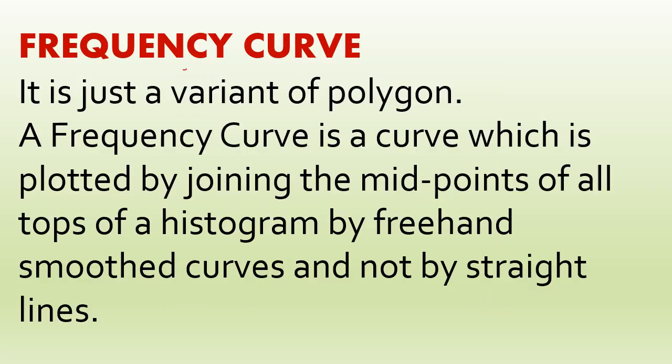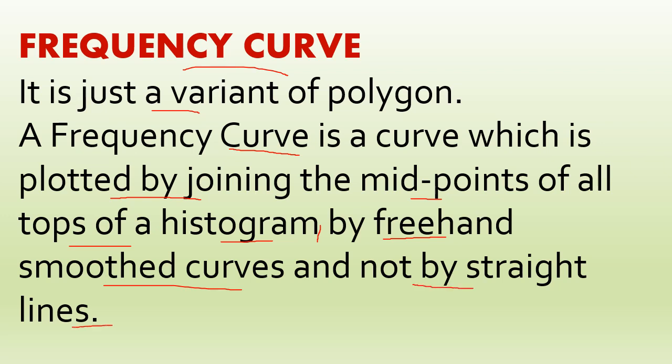Next one is frequency curve. It is just a variant of polygon. Okay, it is just like polygon, but there is slight difference. See, a frequency curve is a curve which is plotted by joining the midpoints of all the tops of a histogram. Okay, up to here it was same as polygon, that it is formed by joining the midpoints of the top of all the bars in a histogram. But the difference is that these points are joined by freehand smooth curves in frequency curve rather than straight lines.